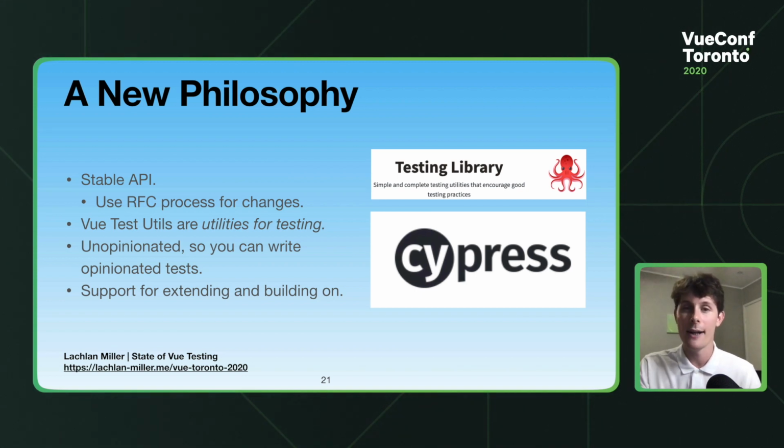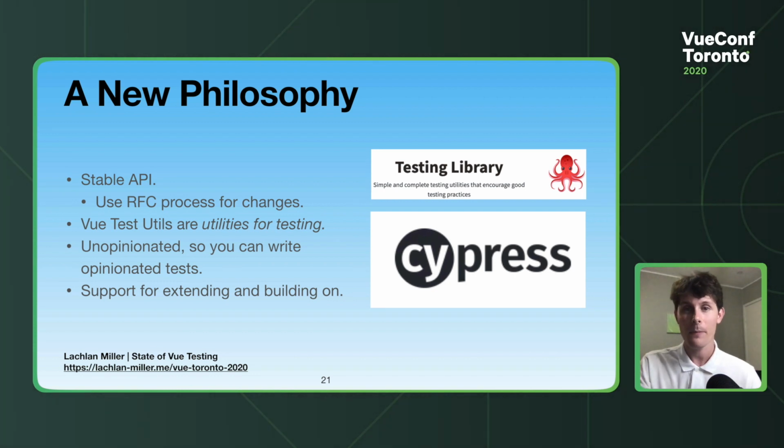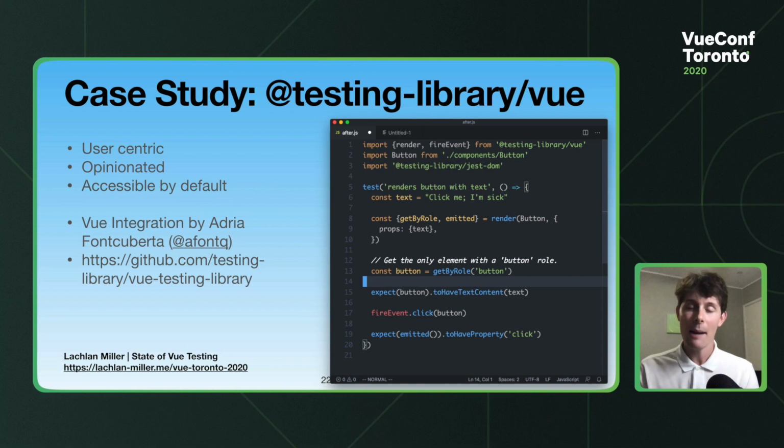So what we're going to do now is take a look at two other libraries that are built on top of Vue Test Utils and take a look at some of the benefits they might give you when you're testing your Vue applications. The first one we're going to look at is Testing Library. So Testing Library is actually a large family of testing libraries for different frameworks. They have React and Vue integration, along with many other ones.